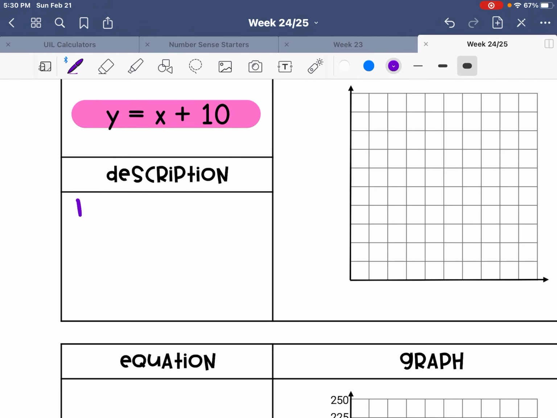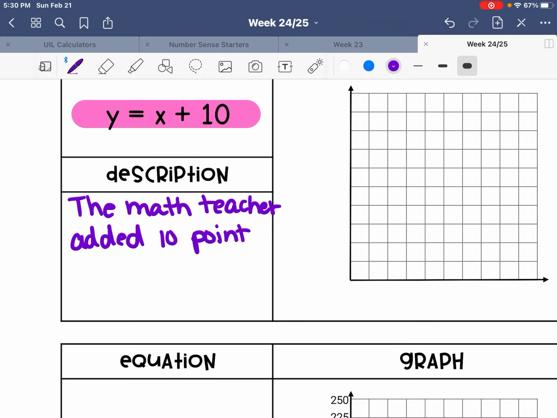The math teacher, I'm not really doing this, but I'm going to put it in anyway. The math teacher added 10 points to each test grade. Each test grade. That'd be great, wouldn't it? The math teacher added 10 points to each test grade. So now I got to come up with a graph that makes sense to go with that.